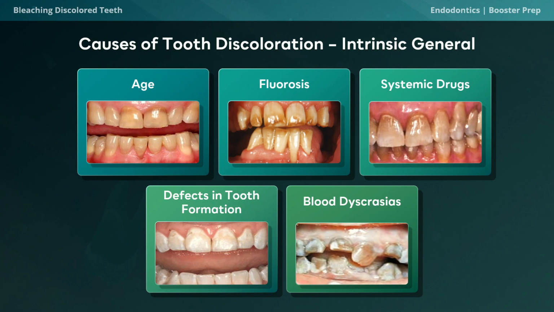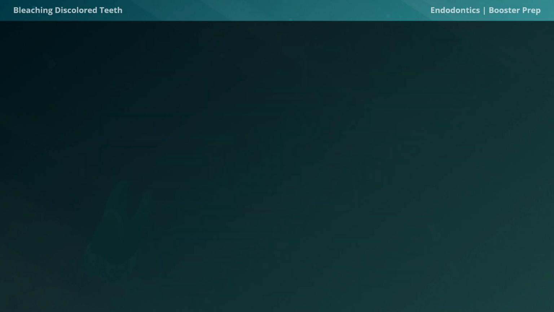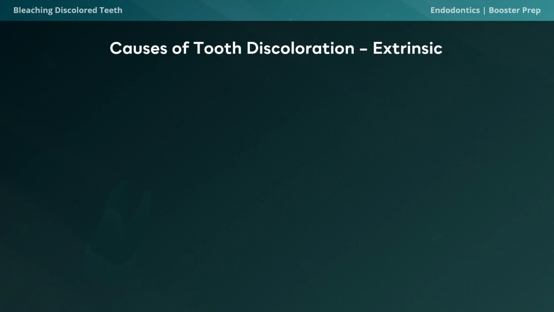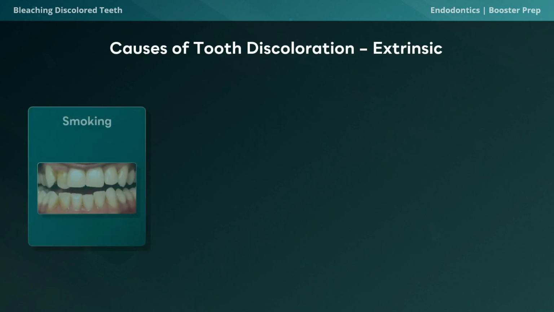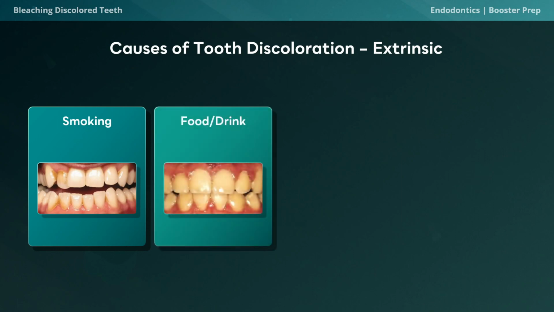Alright, now that we've covered both local and generalized intrinsic factors leading to tooth discoloration, let's take a look at some of the most common extrinsic culprits of discoloration. Most of these you guys will already be familiar with, and the first one is smoking. And I'll include chewing tobacco here as well. Tobacco in general can really stain your tooth. Then there's what you eat and drink. Foods and beverages, especially stuff like coffee, tea, or red wine, are notorious for leaving stains.